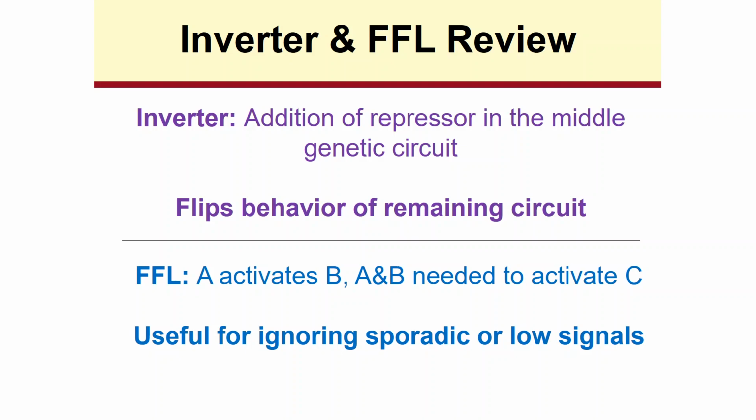Again, a feed-forward loop is where you have A activating B, and activating C, but A and B are both needed to activate C. It's useful for ignoring sporadic or low signals.